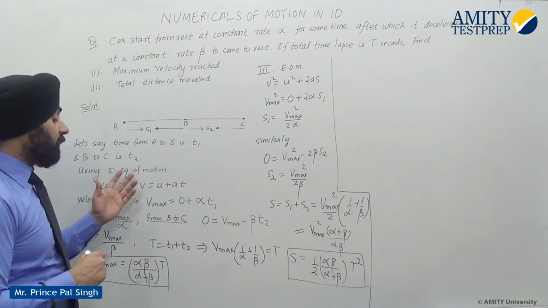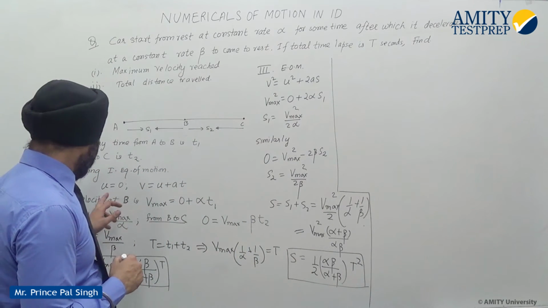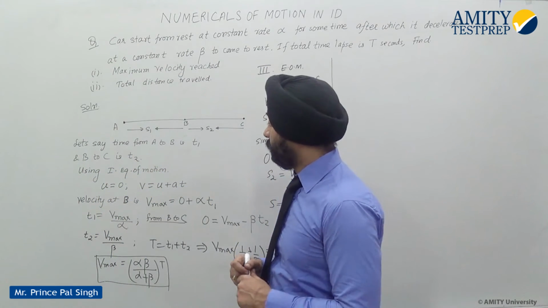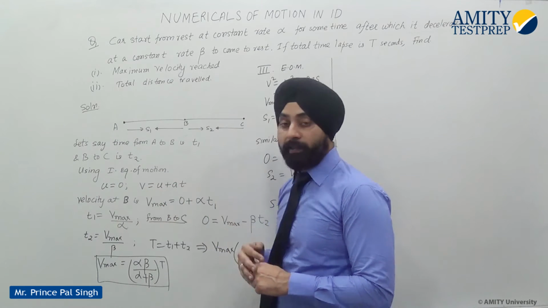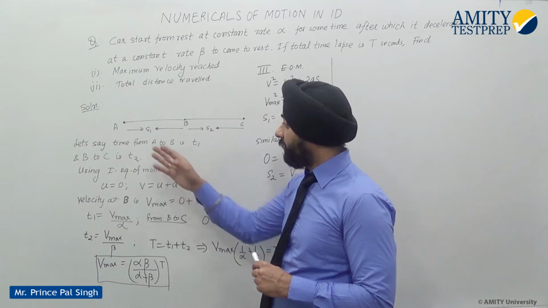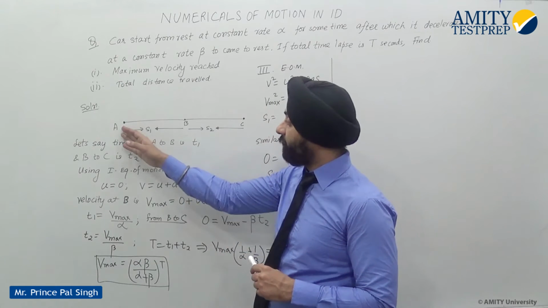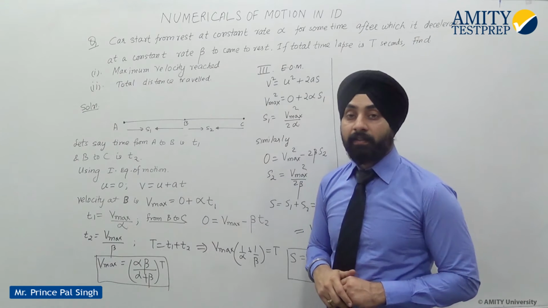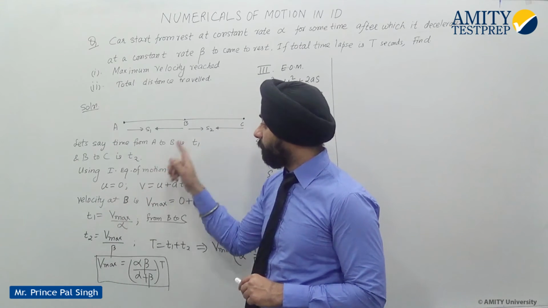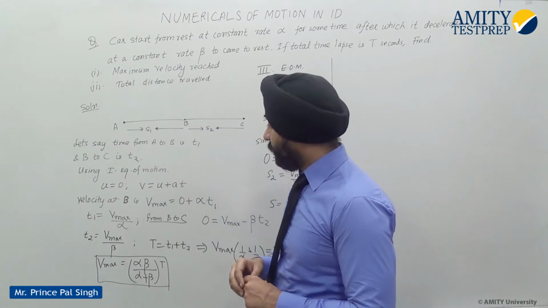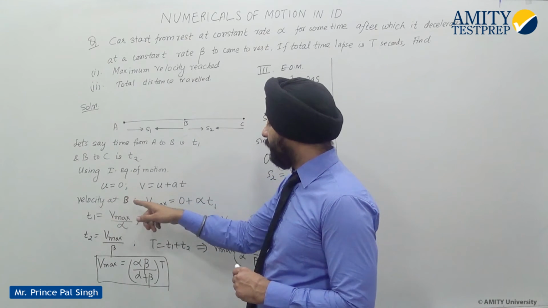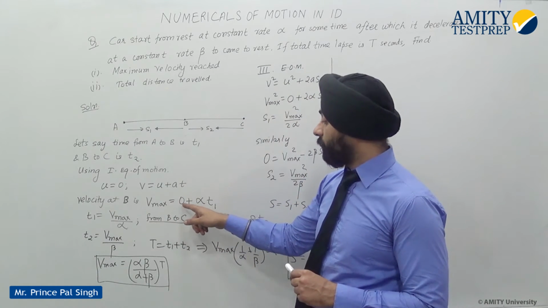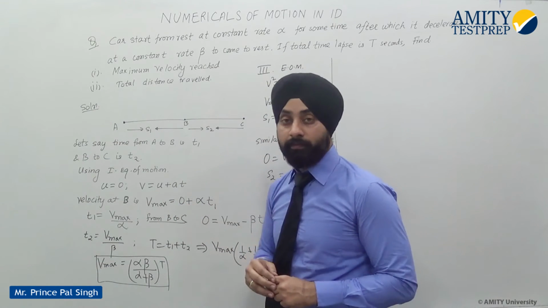Now, using the first equation of motion, I will use V equal to U plus AT. The initial velocity at A is 0. The time taken from A to B is T1, and the final velocity at point B is V max, the maximum velocity. So if we apply this, we get the velocity at B: V max equal to 0 plus alpha T1.